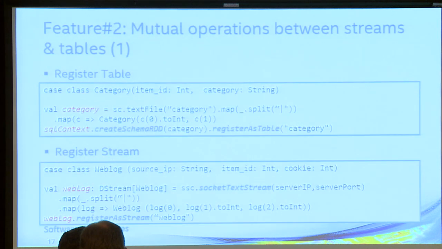Now let's see the second feature and the second example. This example demonstrates mutual operation between the table and the stream. The query part is quite similar to what I demoed before. The only difference is that I want to show how to create a table, how to create a SchemaRDD without using the Hive context. Basically, you can use two functions, registerAsTable and registerAsStream, to create a table, I mean create the schema part.